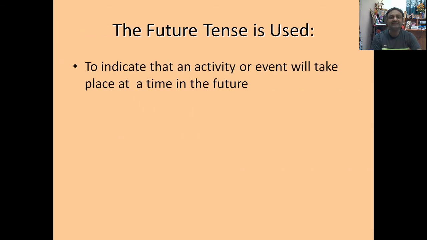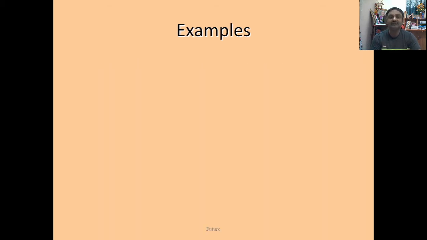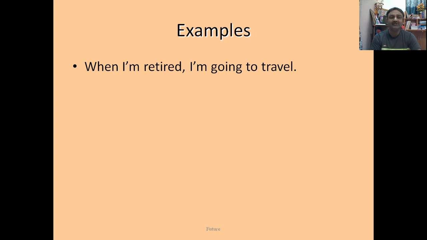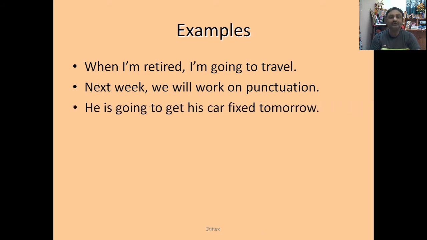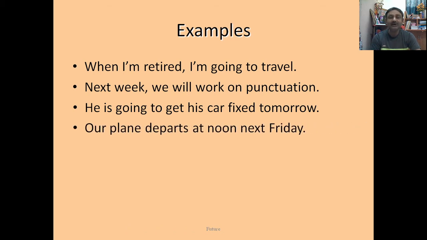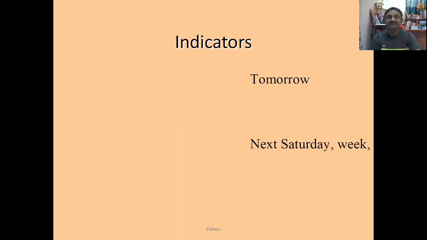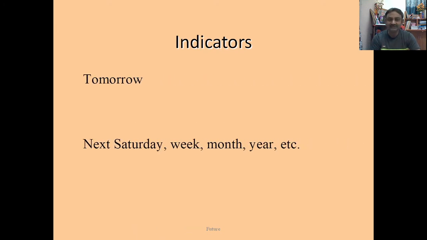The future tense is used to indicate that an activity or event will take place at a time in the future. Now examples: when I am retired, I am going to travel. Next week we will work on punctuation. He is going to get his car fixed tomorrow. Our plane departs at noon next Friday. Now the indicators are tomorrow, next Saturday, week, month, year, etc.